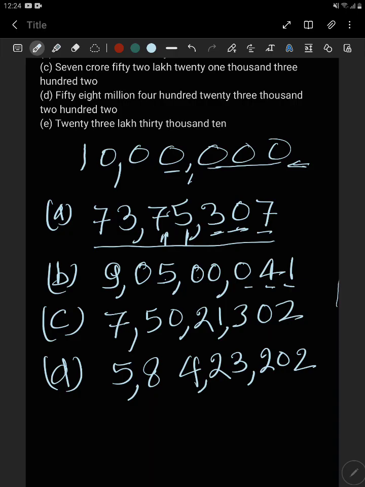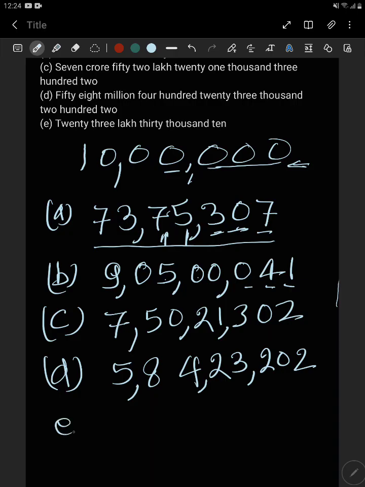Okay. So if we read this in the Indian system, it is 5 crore 84 lakh 23,202. Okay. And in the English system, what we have written is 58 million 423,202. Okay. I think you got my point.